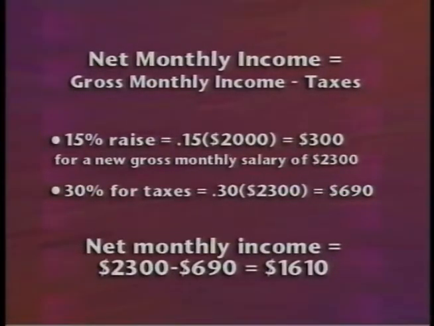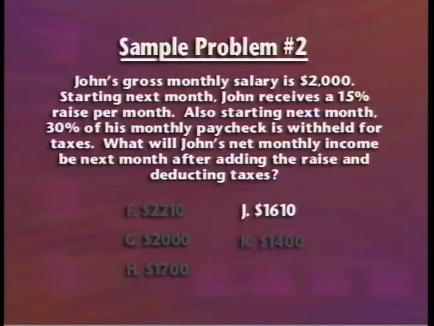Now let's figure the 30% for taxes, 0.3 times $2,300, which is $690. And finally, the net monthly income would be a subtraction, $2,300 minus $690 equals $1,610. Answer J.